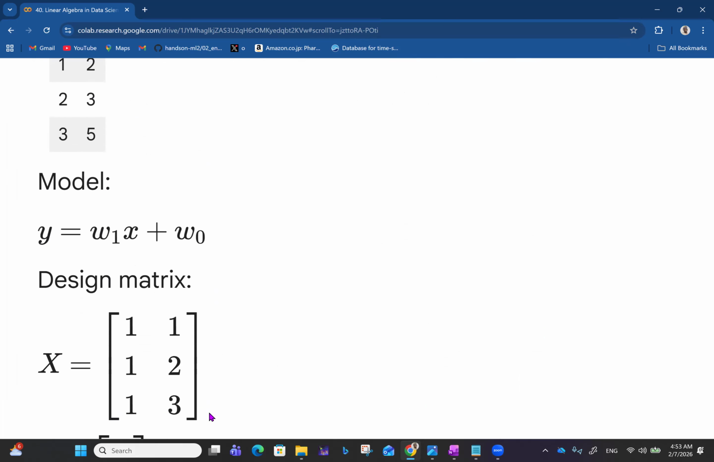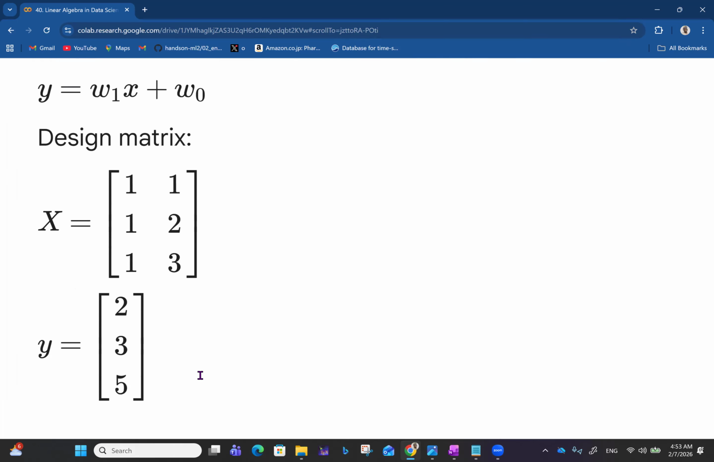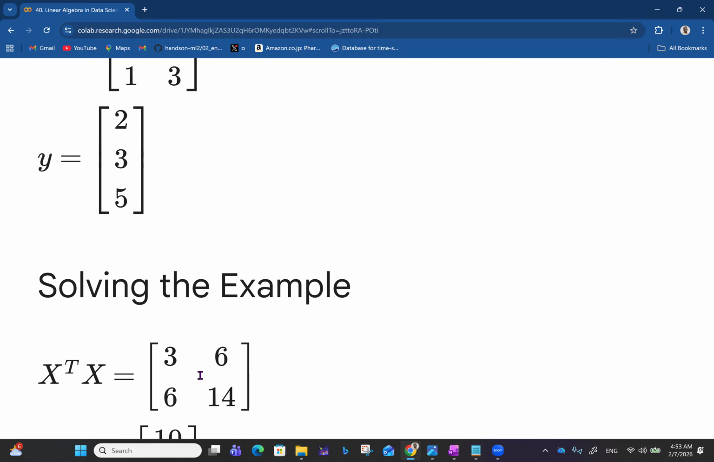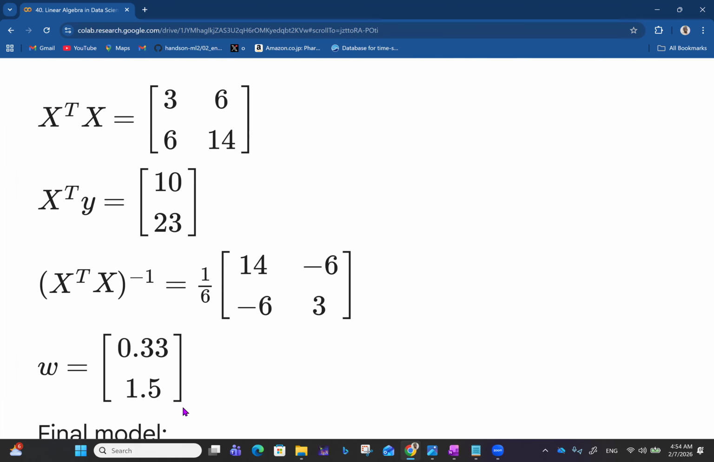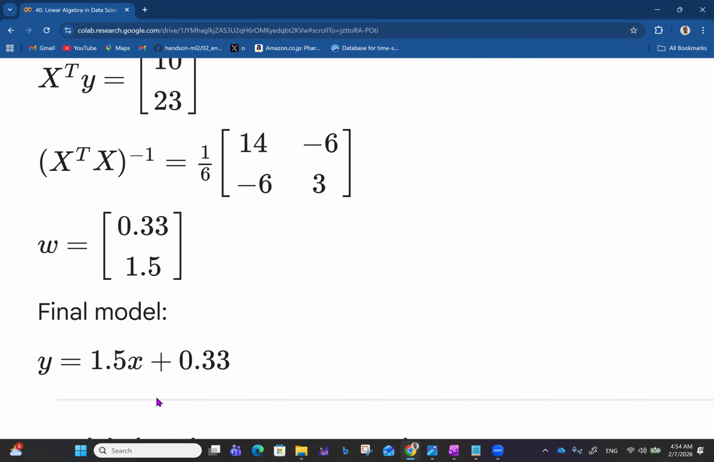So for the design matrix now, you have 1, 1, 1, 1, 2, 3. That's for the design matrix. And then y on the other hand is 2, 3, 5. So if you now solve the example, you have 3, 6, 6, 14, and then you have 10, 23 like this. And then that ends up giving you 0.33, 1.5. And then the final model is now 1.5x plus 0.33 that way.